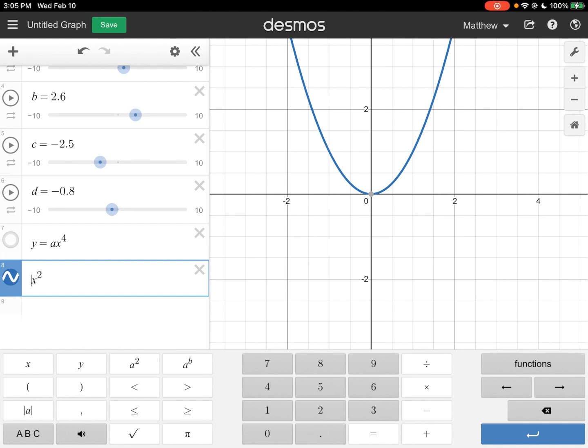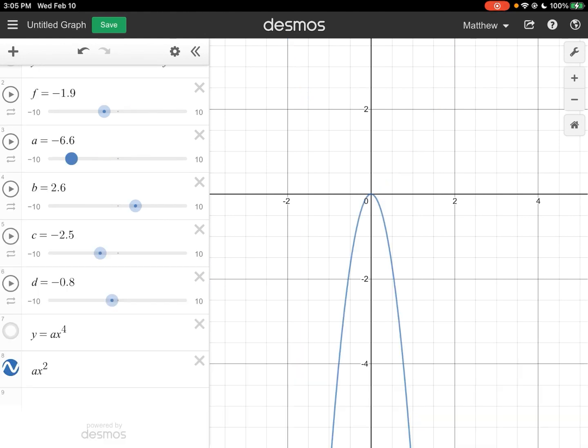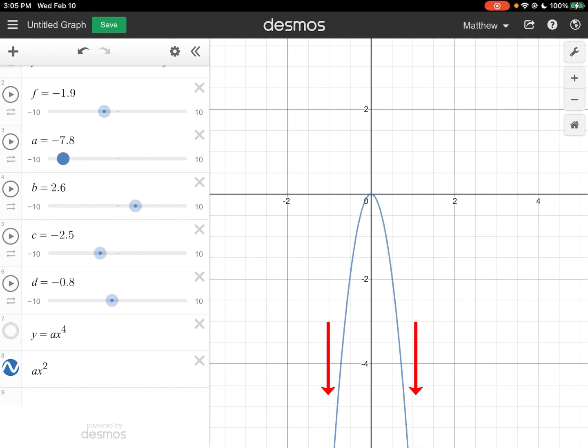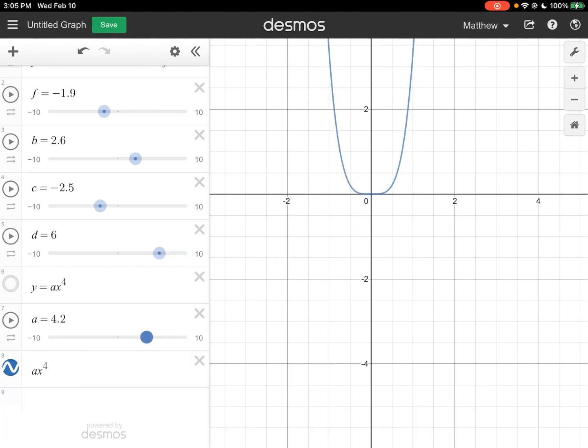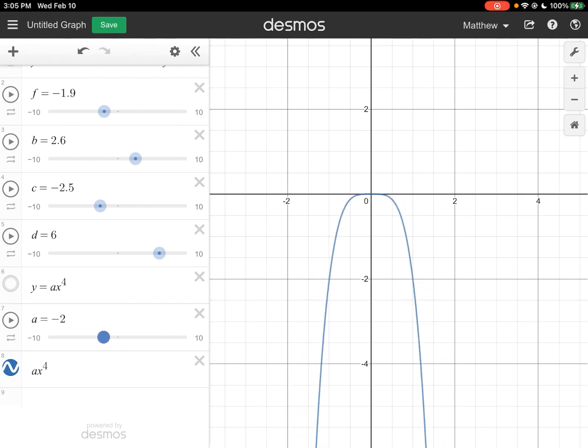Let's go back to x squared. If I put a negative coefficient in front, so let's go ahead and put a back in front of there. When a is negative, our parabola opens down. That's also going to be true for a times x to the 4th. When a is positive, we have cup shapes that open up. When a is negative, we have cup shapes that open down. So if you have a negative leading coefficient and an even degree, you expect both ends to go down.